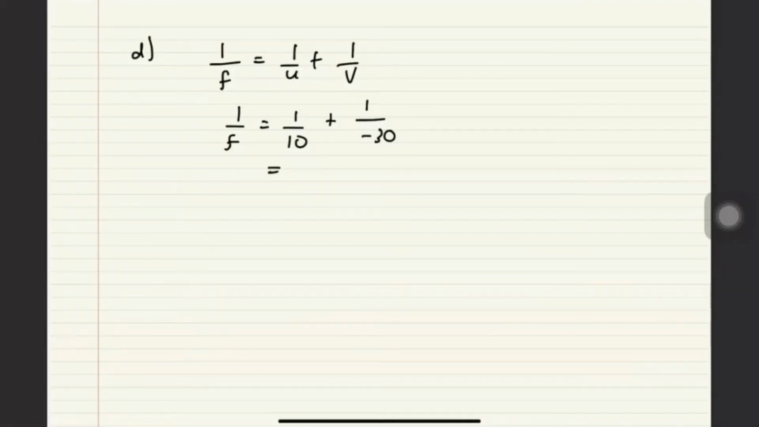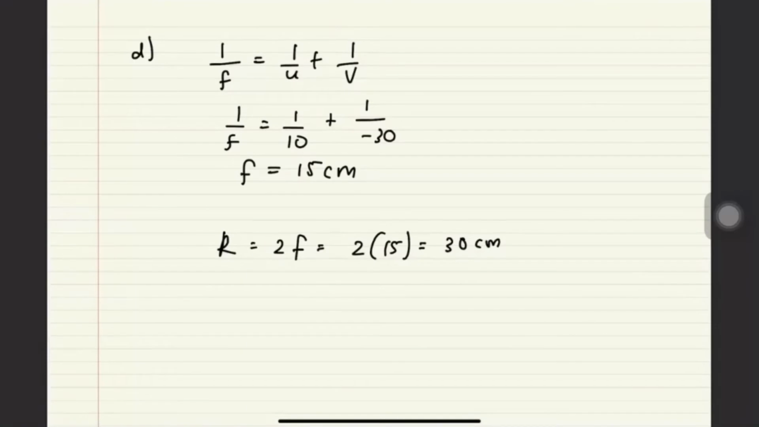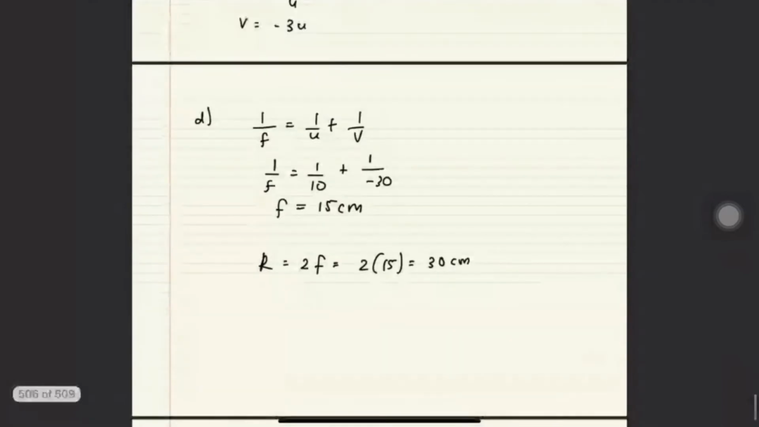Sini F ni macam 15, kira. Okay, F dia sama dengan 15 cm. So it's positive. And then R dia sama dengan 2F, which is equals to 2 multiplied by 15, which is equals to 30 cm. Okay. Any question regarding this question?